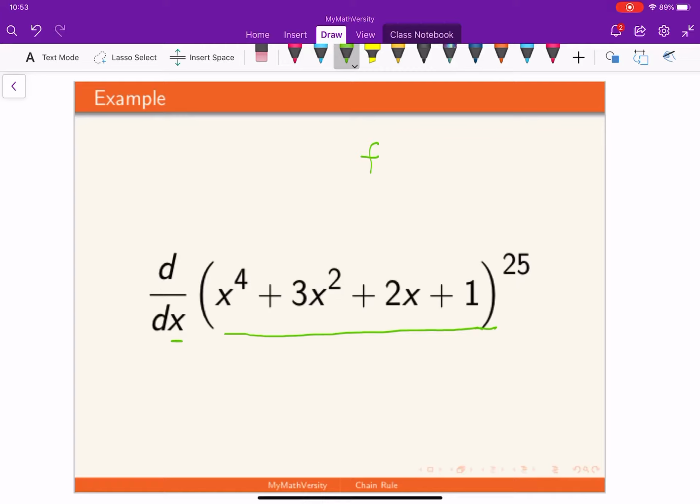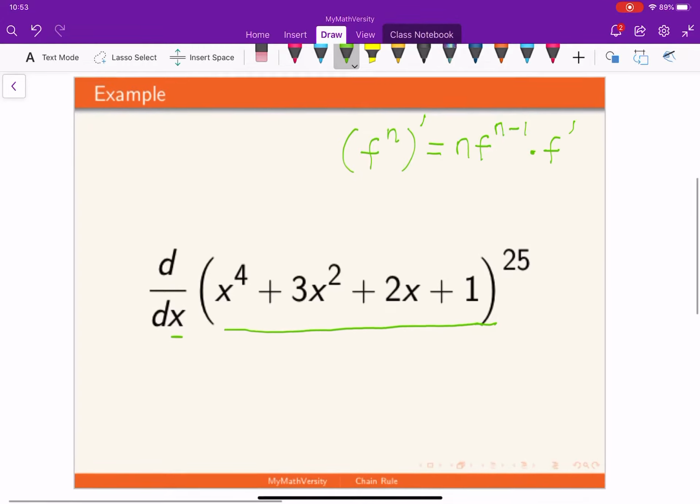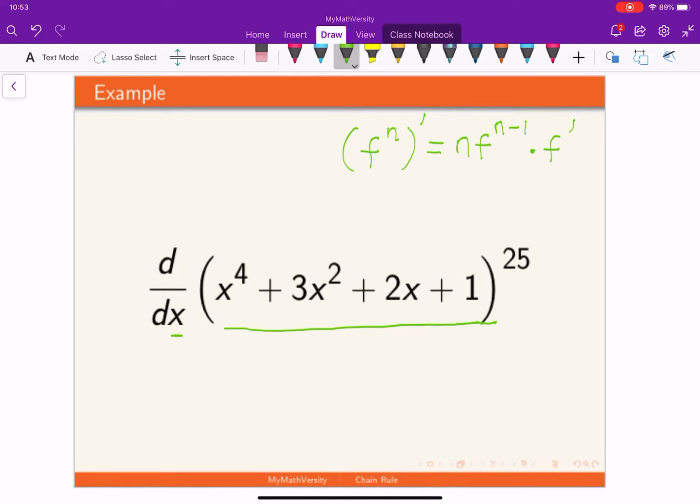A base function raised to the power n. This is a particular case of the chain rule we can apply, which is called the generalized power rule. If you have a function raised to the power n, then the derivative can be figured out by bringing the power down as a coefficient, writing down the base function as it is, subtracting the power by 1, and not forgetting to multiply by the derivative of the base function. This is the generalized power rule, which is the particular case of the chain rule.